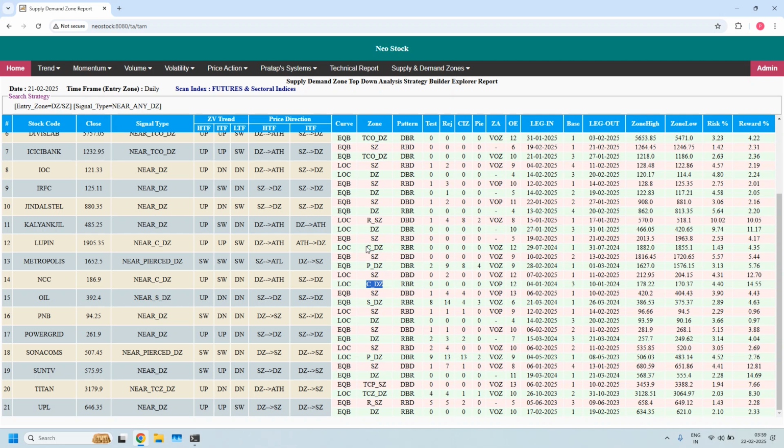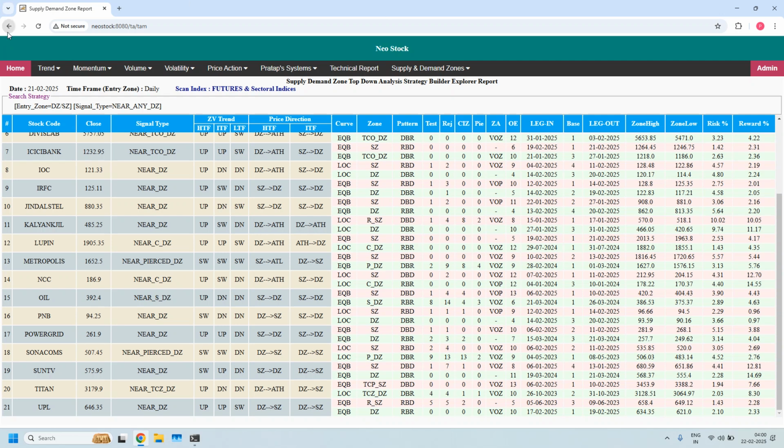But unfortunately, both Lupin and NCC, this is on 4th January. May not be 5 minutes data available. Next one is OIL, but the problem is OIL is a pierced zone. So you can't use. That's it. We got only 2 stocks, Lupin and NCC. The high priority, high liquidity zones.